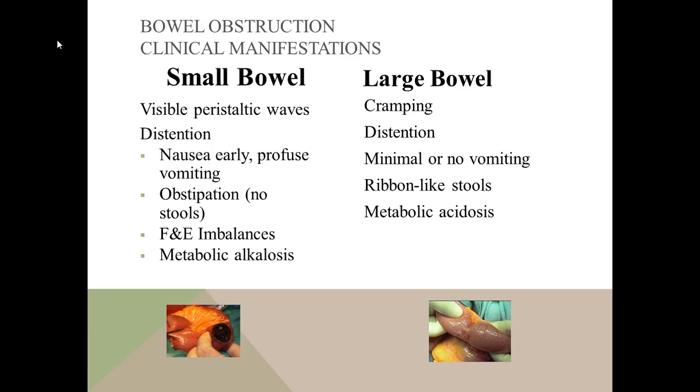With large bowel obstructions, patients will have cramping, distension, and minimal or no vomiting. If they do vomit, it may be fecal material. Ribbon-like stools: we often see ribbon-like stools when the cause of the bowel obstruction is a tumor in the large bowel. What's happening is the stool is squeaking past the tumor, and the patient is unable to have a formed stool. It looks more like a ribbon.